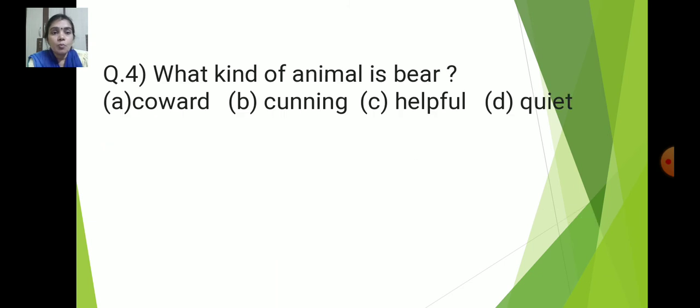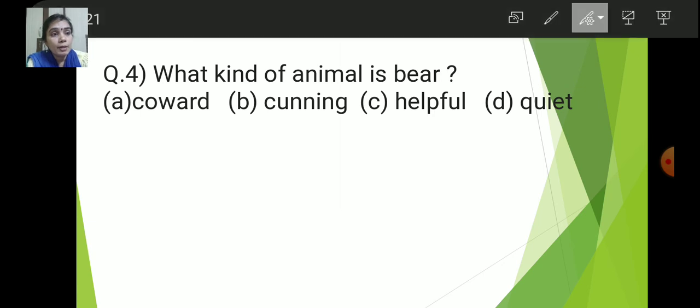Now next question. What kind of animal is bear? Coward, cunning, helpful, quiet. So coward means scared of everything. Cunning, it's very helpful, it's very quiet. So what type of animal is it? It is very cunning.